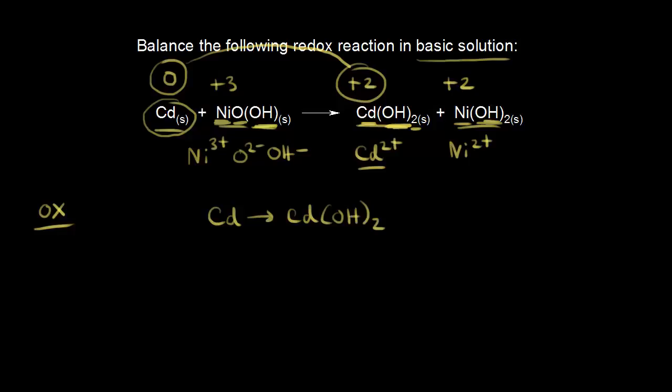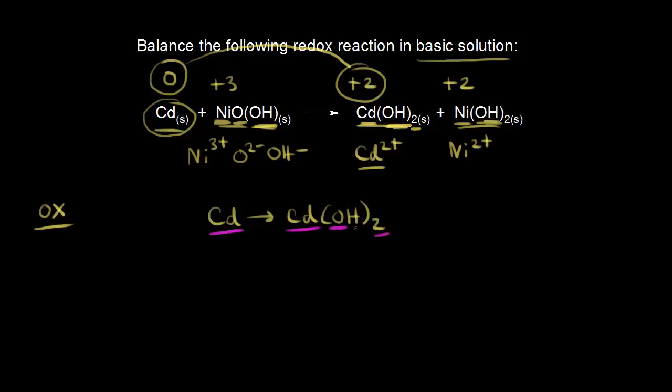Next, we look at the atoms that we need to balance. So let's start with cadmium. We have 1 cadmium on the left and 1 cadmium on the right. So cadmium is balanced. Next, we balance oxygen. So how many oxygens are on the right side? Well, there's 2, because this 2 applies to everything in the parentheses. So there's 2 oxygens on the right and 0 oxygens on the left.